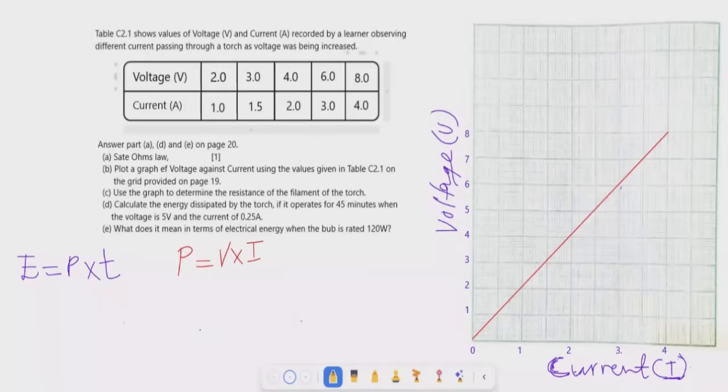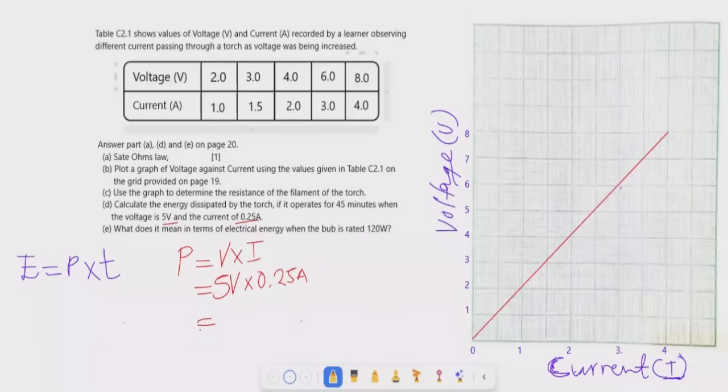So what is the voltage in the statement? We're given 5 volts. Then current, we are given 0.25 amps. So we say 5 volts times 0.25 amps. Then we multiply.